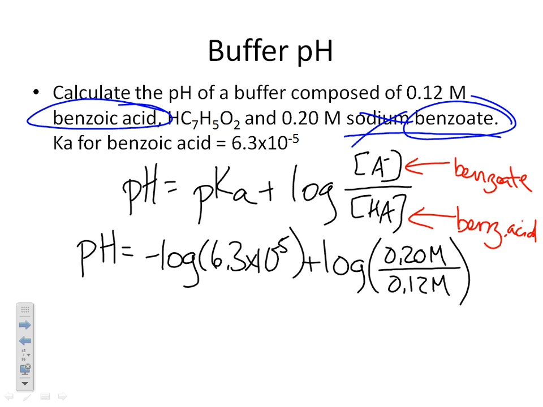Make sure you know which is which. The formula is on your reference table, A minus over HA. There's no excuse for getting it wrong. Make sure you know which is the weak acid and which is the conjugate base. And then it's just solving.